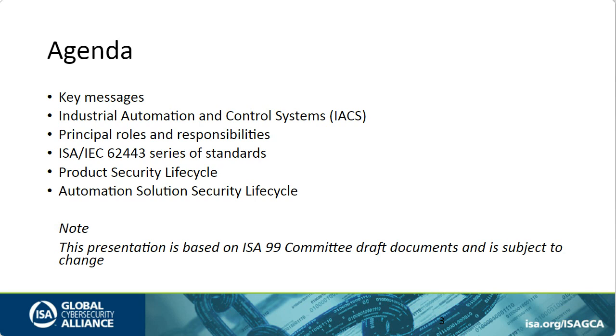And we'll talk about two security life cycles that are described in 62443, the product security life cycle and the automation security life cycle. And finally, an important note: some of the material in this presentation is based on ISA 99 committee drafts and is subject to change.